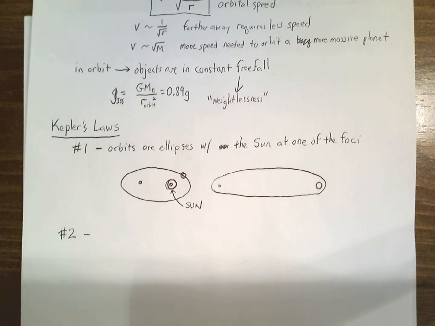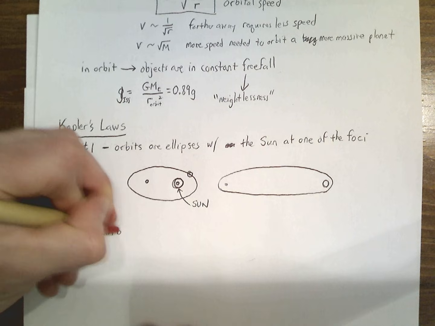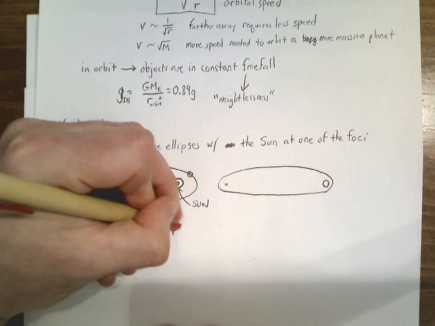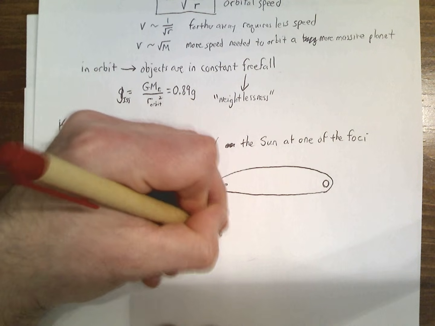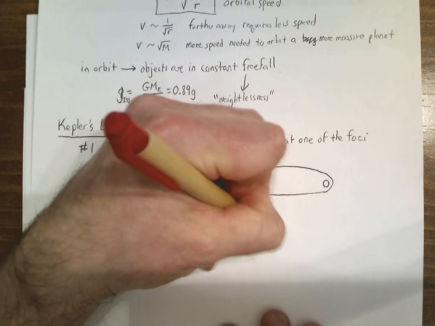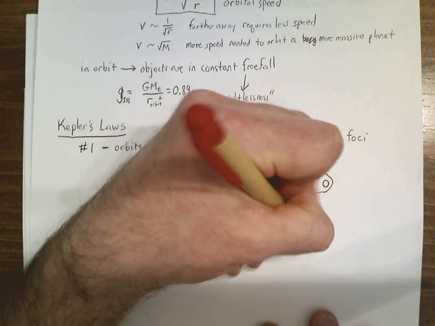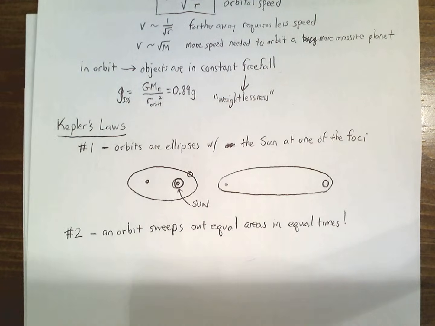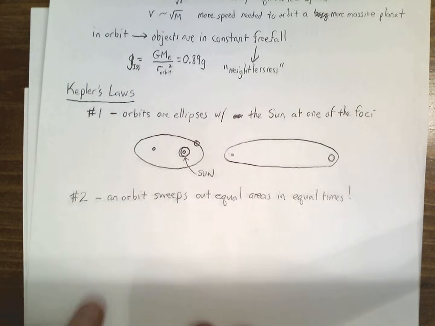This law says that an orbit sweeps out equal areas in equal times. What the heck does that mean?